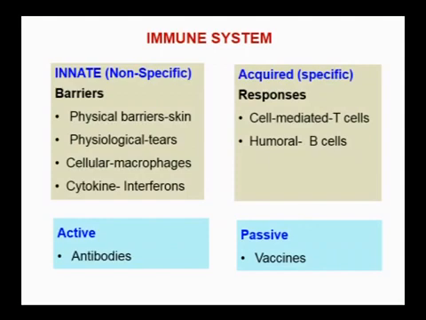It includes physical barriers such as skin. Physiological barriers include biochemical secretions such as tears, mucus, etc. Then cellular barriers include the macrophages and polymorphonuclear leukocytes. Then cytokine barriers include the interferons, antiviral proteins secreted by virus infected cells.